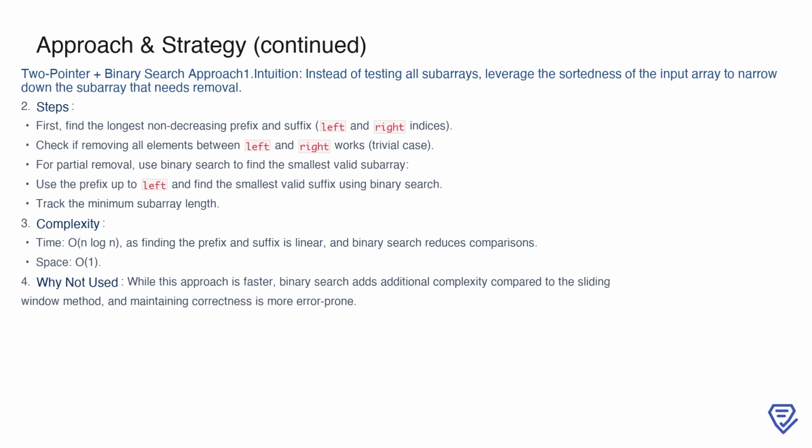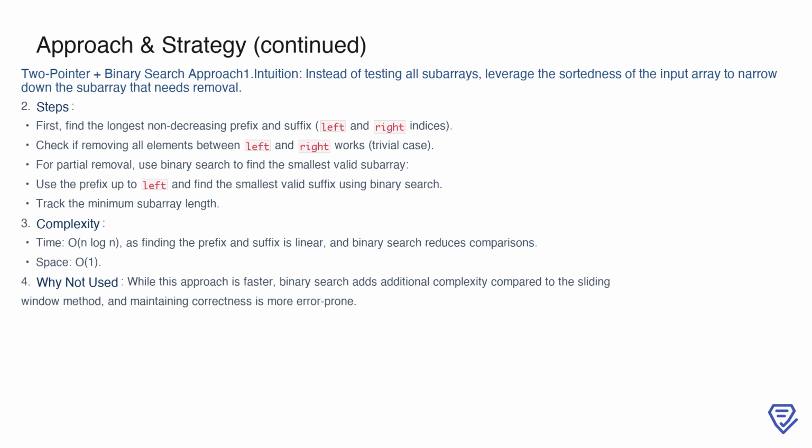Another approach we considered is the combination of a two-pointer technique with binary search. The intuition here is to take advantage of the inherent sortedness in parts of the array, narrowing down the subarray that needs to be removed. First, we identify the longest non-decreasing prefix and suffix, which are represented by the indices left and right. If removing all elements between these indices results in a sorted array, the task is complete. For more precise removal, we use binary search to find the minimal valid subarray. Specifically, we combine the prefix up to left with the smallest suffix starting from right that maintains the sorted order.